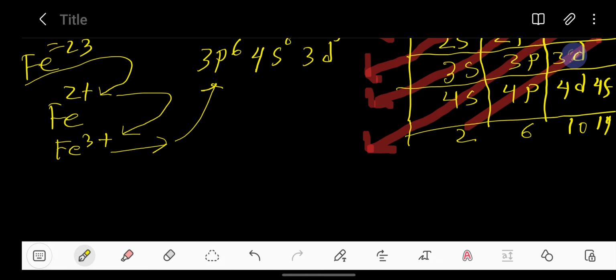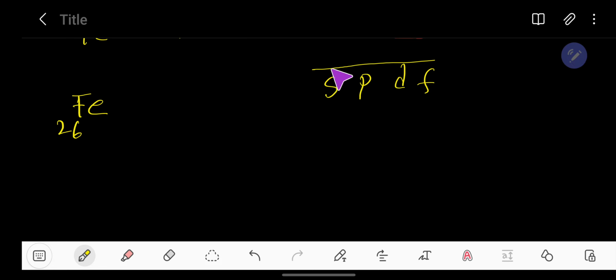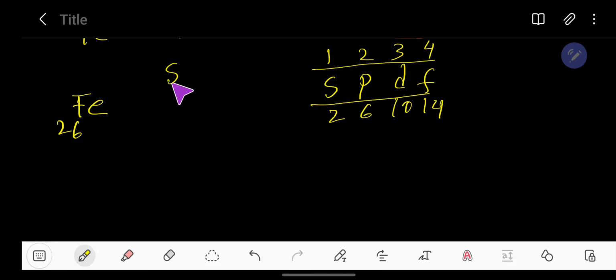Okay, I am going to show you another method to write the electron configuration of iron, 26. You know that we usually distribute electrons to s, p, d and f subshells, right? This is your first subshell, this is second, this is third and this is fourth. S can take a maximum of 2, p can take a maximum of 6, d can take 10 and f can take 14. Again I will write this s, p, d, f.